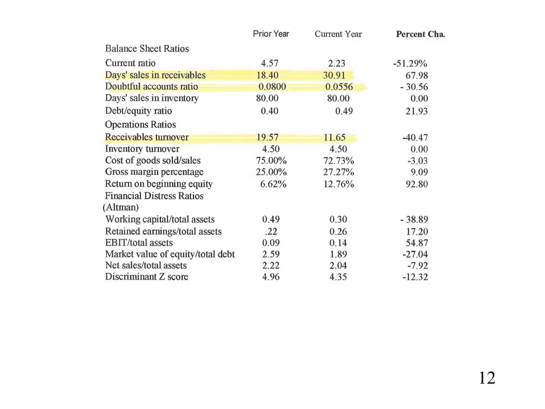Now, when I do ratios, I get the same thing. So days sales in receivables is way up. It's up 67%. Doubtful accounts ratio is down. Oh, wow. Receivables turnover is down.